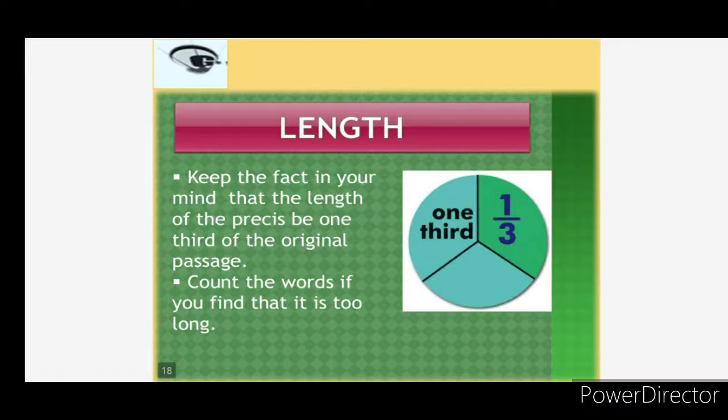Next, we have length. Keep in mind that the length of the Precis should be 1/3 of the original passage. That is very important. Say for example, if the passage is of 200 words, you need to bring it down to 50 words only. So count the words if you find that it is too long. So length is again very important when writing a Precis. It needs to be 1/3 of the original passage.